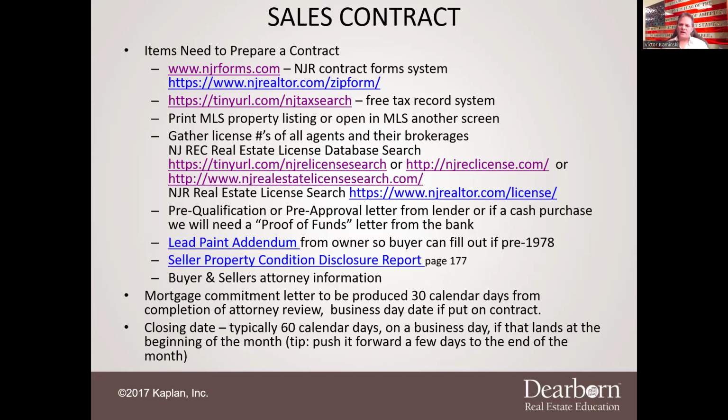And then we're going to write a closing date on there, 60 calendar days from the date of the contract. If it lands on a weekend, move it forward or back so it's not on the weekend, because you're not going to have any closings then, or on a holiday. And here's a little tip. If it ends at the beginning of a month, push it forward a couple of days so it ends at the end of the month. Lenders will tend to push and make a priority to close these transactions to get all their month-end numbers.